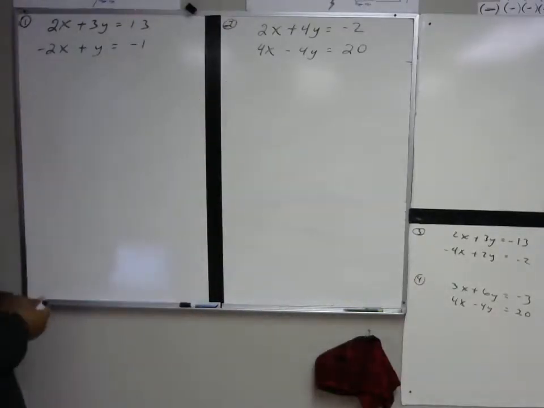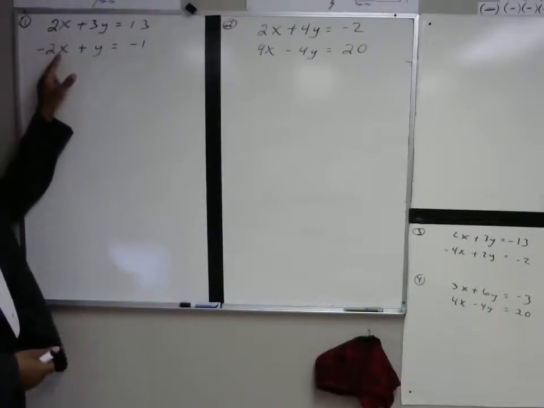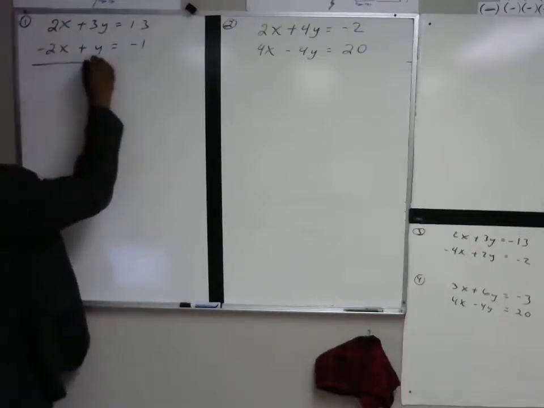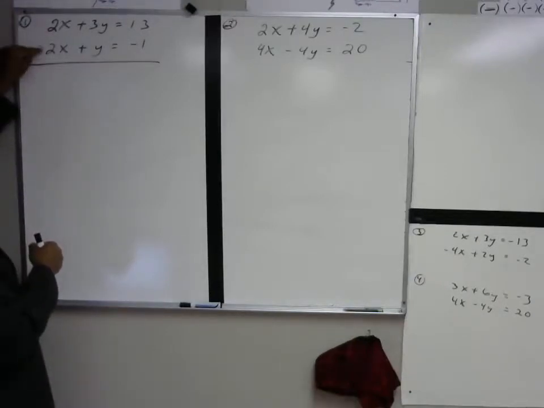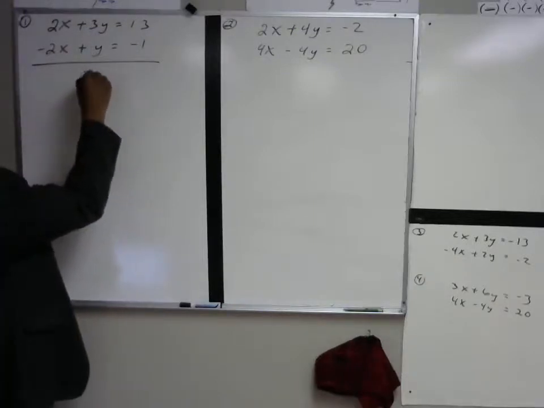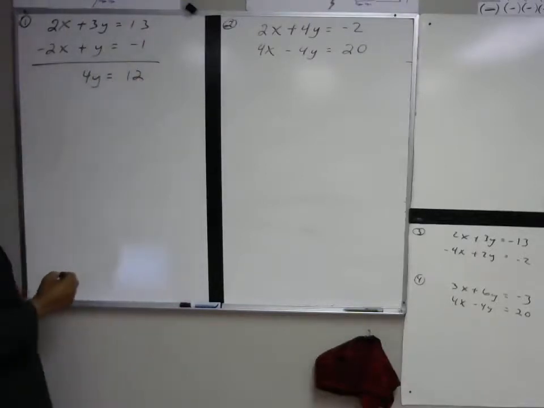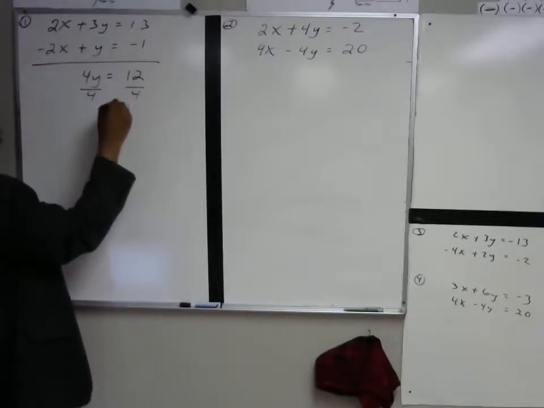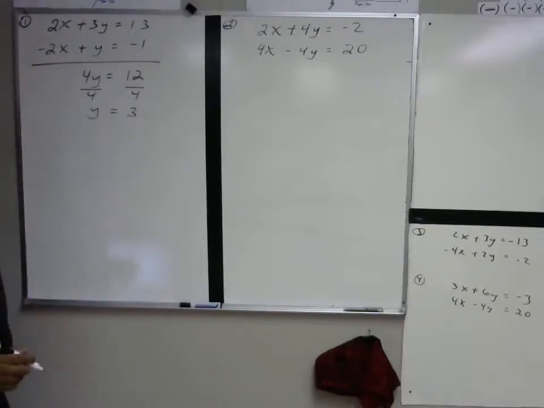Okay. On number one, we do have additive inverses. We have a 2x and a negative 2x. So these two equations can be combined, and we will get elimination. So combine the 2x with the negative 2x, easy, eliminate. Combine the 3y and the y, we end up with 4y's. And combine the 13 and the negative 1, that becomes 12. Dividing by 4 on both sides to finish isolating y, we get y equals 3. And there's our solution for y.